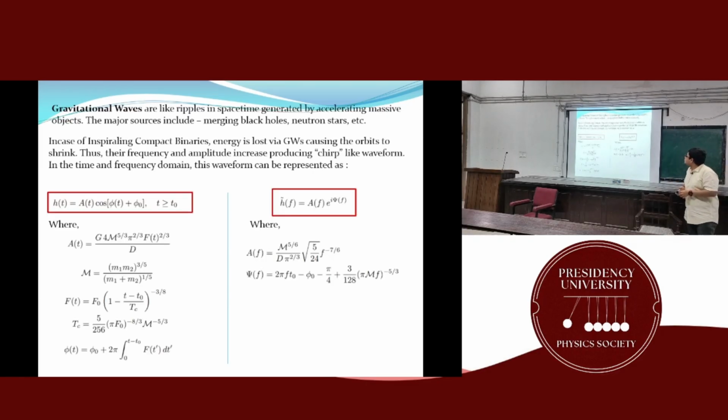the theory. We know gravitational waves are like ripples in space-time that are generated by massive objects or compact binaries like binary black holes or binary neutron stars, or even a neutron star and black hole when they spiral and continue to merge with each other.